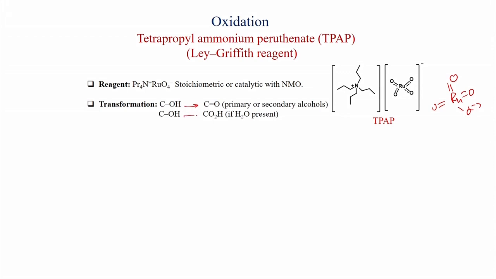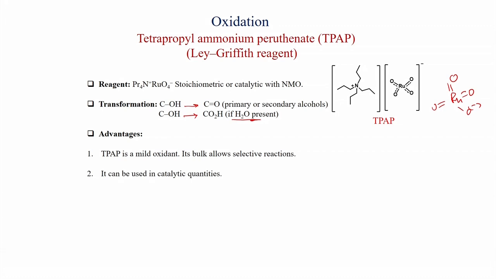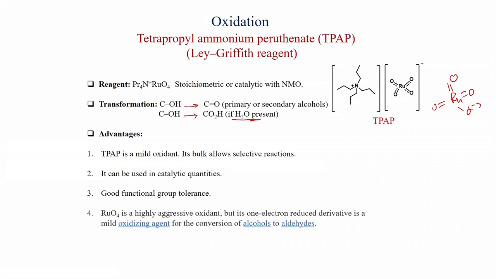Also it can convert alcohol to the carboxylic acid, and when water is present, that time it can convert to carboxylic acid. It has several advantages: it is a mild oxidant, its bulk allows selective reactions, it can be used in catalytic quantities, and it has good functional group tolerance. Also ruthenium tetroxide is a highly aggressive oxidant, but its one-electron reduced derivative, this one, is a mild oxidizing agent for the conversion of alcohols to aldehydes. That is the motive to generate this perruthenate species. And no epimerization of alpha chiral centers or double bond isomerization happens during oxidation. Also no competitive beta elimination.